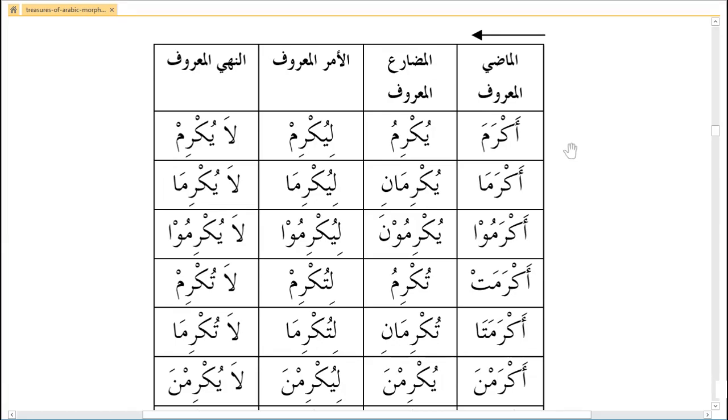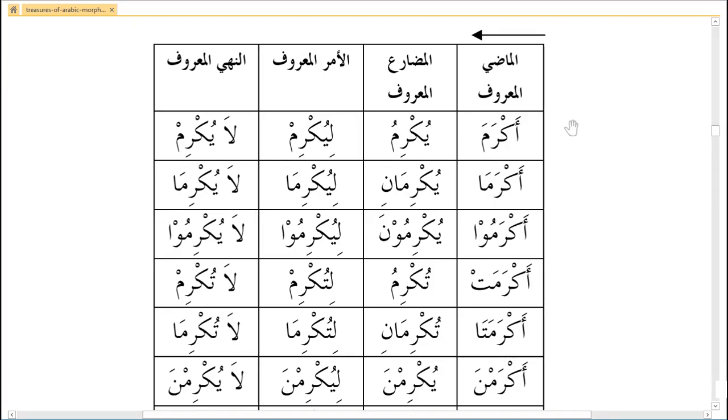Some babs we will study, not all the babs, but some which we need right now. So the Sarfi Kabir of Babi Fa'al is the Madhi Ma'roof. One is Ma'roof, one is Majhool. Ma'roof is that the fa'il is known, we know who did the job, but Majhool, we don't know who did that fa'al. This section is for the Madhi Ma'roof, and that section is for Al Mudari Ma'roof. And then Al-Amr Ma'roof and Nahi Ma'roof. Amr is a command, and nahi is a command to make someone not do something. It's called negation or negative command.